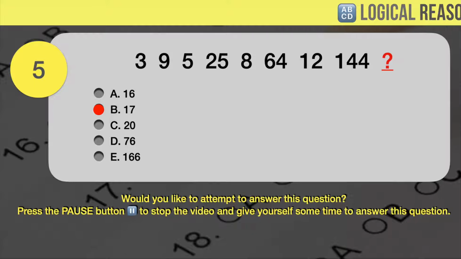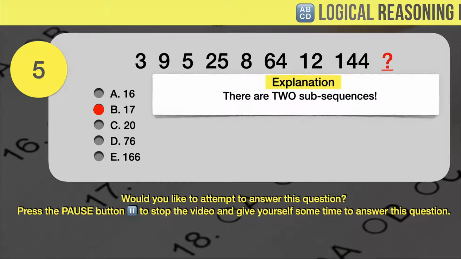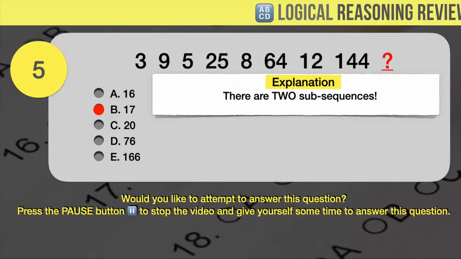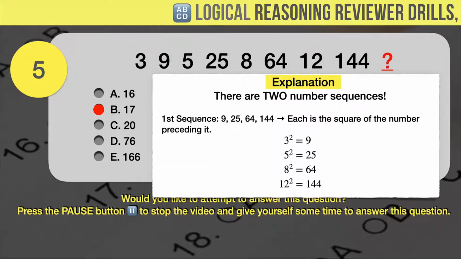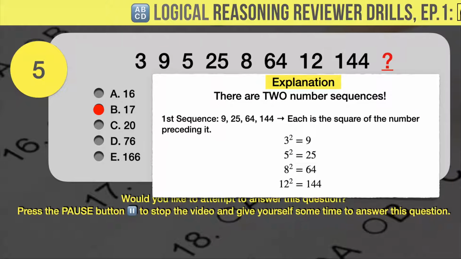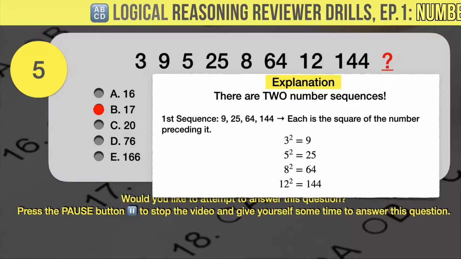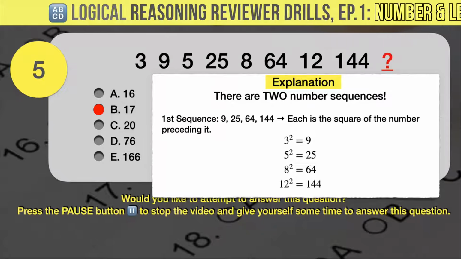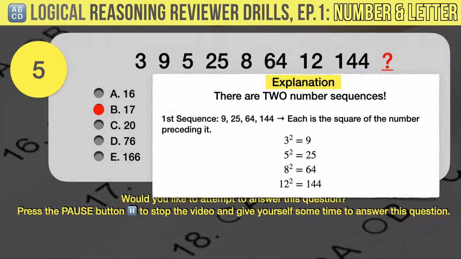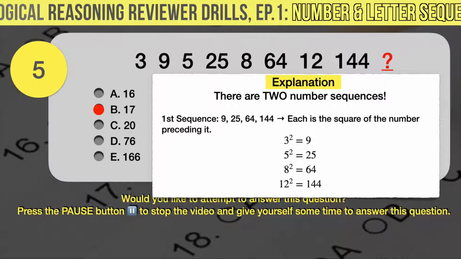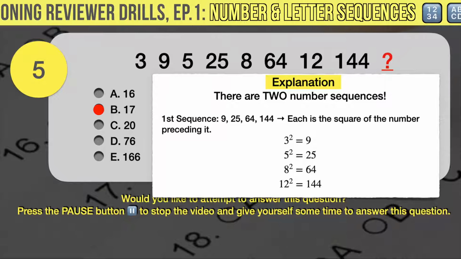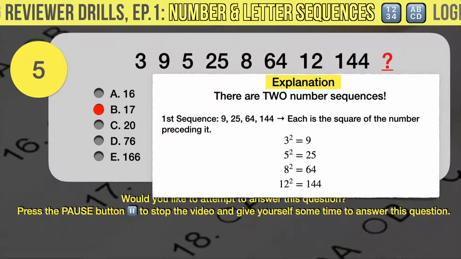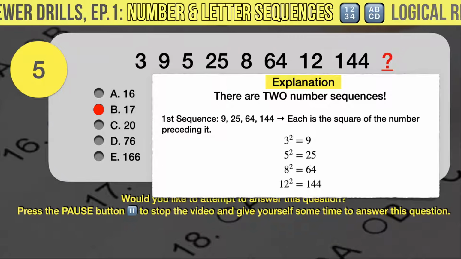17. To answer this question, we must first recognize that there are actually 2 alternating subsequences in the given sequence. In the first subsequence, 9, 25, 64, and 144 are all squares of the numbers preceding them. That is, 3 squared is 9, 5 squared is 25, 8 squared is 64, and 12 squared is 144.